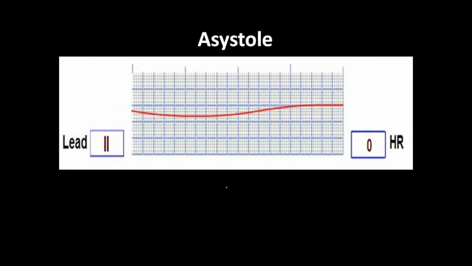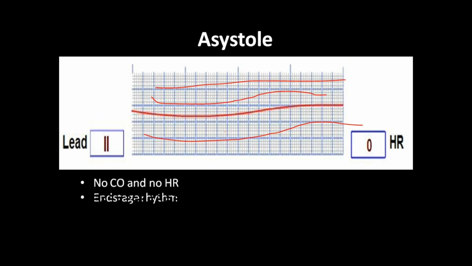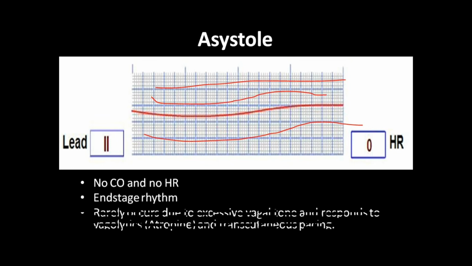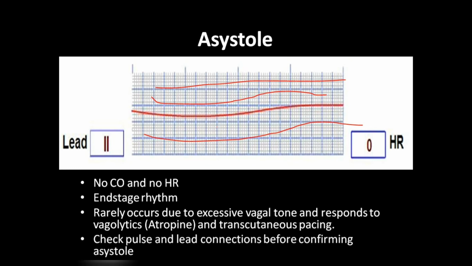And at last we have asystole. In asystole, there will be no heart rate and no cardiac output, and the waves will just fluctuate or just move in a straight line, either an isoelectric line or just show minute fluctuation. Okay, so it is an end stage rhythm and rarely occurs due to excessive vagal tone and response to vagolytics such as atropine and transcutaneous pacing. Check pulse and lead connections before confirming asystole.